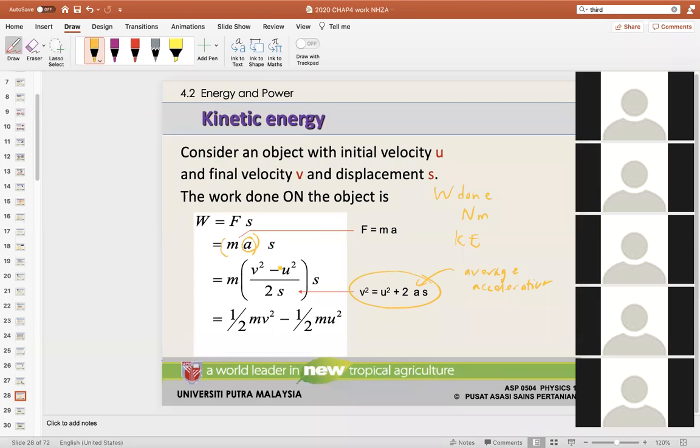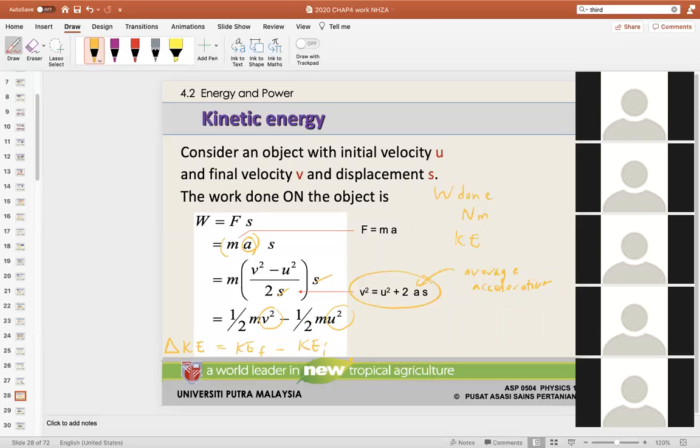Expanding this, the s cancels out, giving mv squared over 2 minus mu squared over 2. This gives me final kinetic energy minus initial kinetic energy. Why final and initial? This one is u, which is initial. This one is v, which is final. So this is final kinetic energy, and this is initial kinetic energy. So this becomes the change in kinetic energy. Wow. I know. Suddenly it becomes a change in kinetic energy.